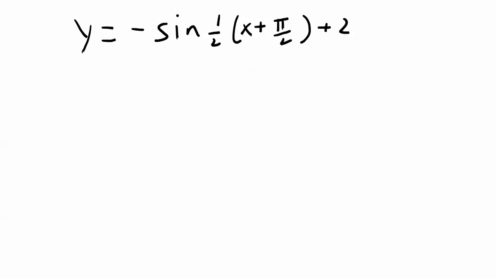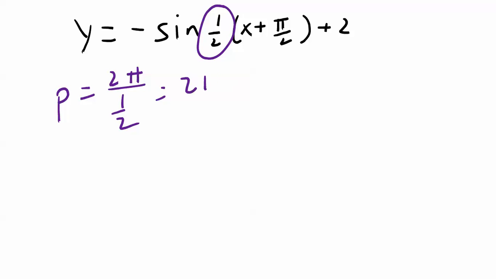Alright, one last one. Okay, we've got a pretty complex one here. Again, the first thing we're going to do is find our period. So our period is 2 pi divided by b, and b in this case is 1/2. Remember, dividing by a fraction is the same as multiplying by the reciprocal, so this is 4 pi. So this graph is going to get stretched out, so it's going to be a pretty wide graph. In 2 pi, I'm only going to get about half of the graph drawn. So it's going to take me 4 pi to get the whole cycle drawn.